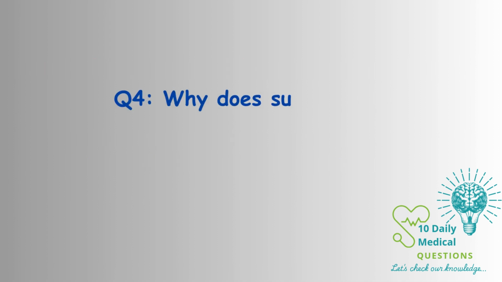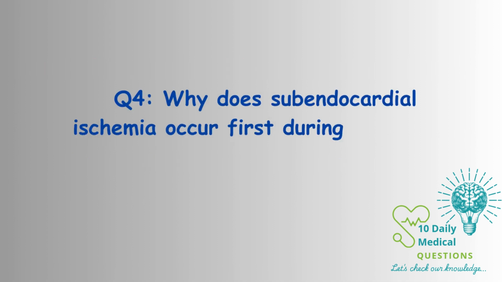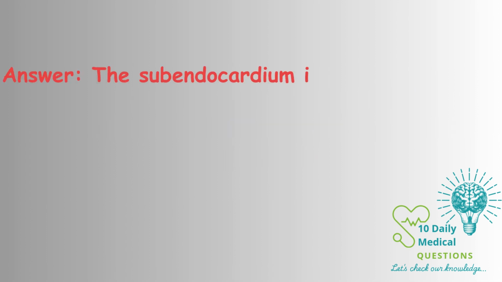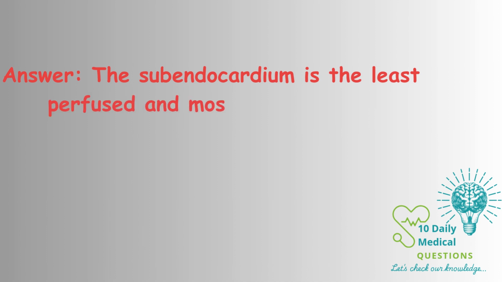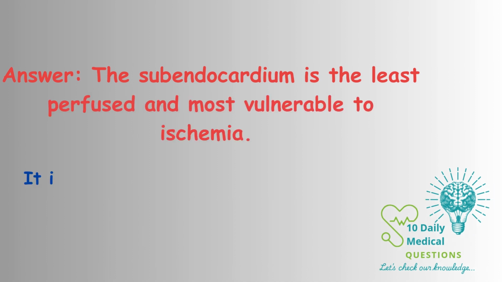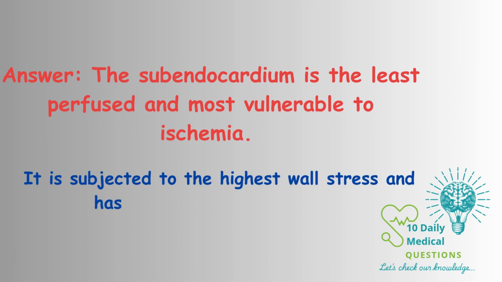Question 4. Why does subendocardial ischemia occur first during myocardial infarction? Answer: the subendocardium is the least perfused and most vulnerable to ischemia. It is subjected to highest wall stress and has fewer collateral vessels.